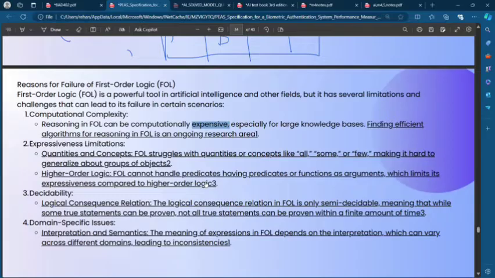Then higher order logic. FOL, first order logic, cannot handle predicates having predicates or functions as arguments. Some questions are like that. That question itself has these predicates and symbols, which limits its expressiveness compared to higher order logic. Then decidability: the logical consequence relation in FOL is semi-decidable.